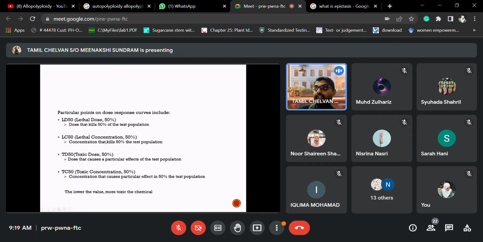LC50 is the concentration that kills 50% of the population. Like this is the dose, this is the concentration. Maybe you will come across LC50 in the lab tomorrow. So this much concentration of the compound will kill the animals or something like that. It will kill the bacteria.